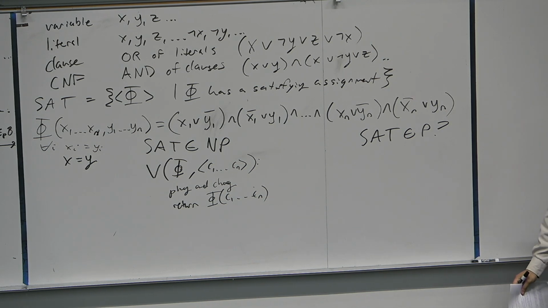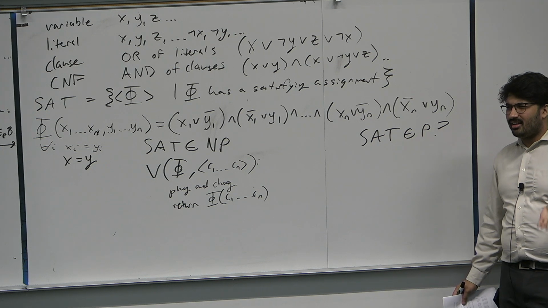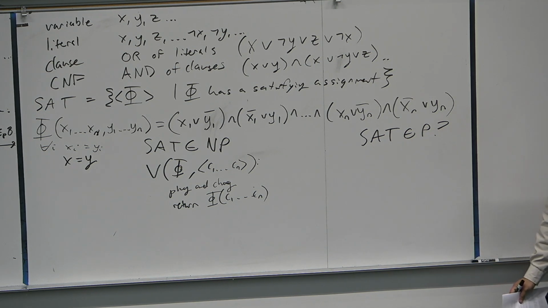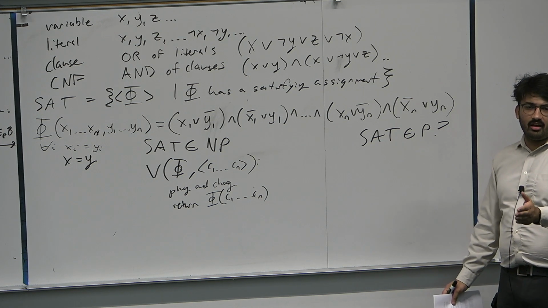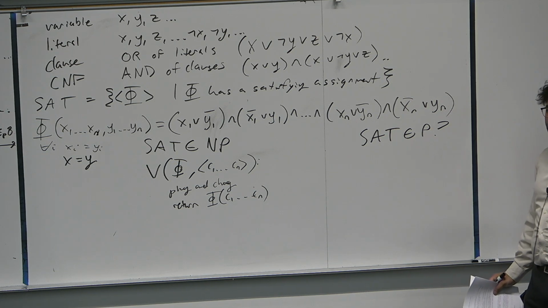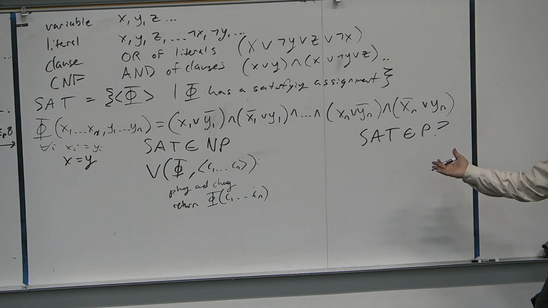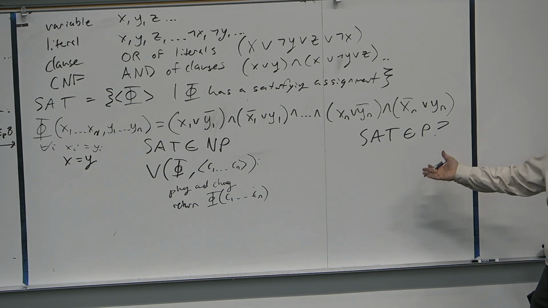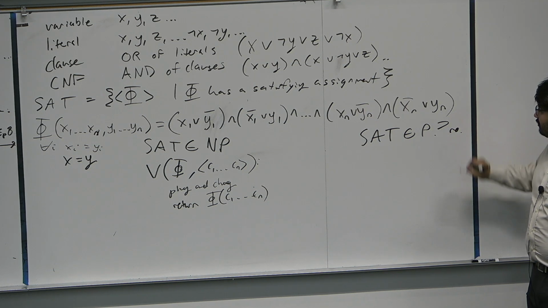For each variable, you have 2 to the n possibilities, right? Exactly. So the first solution is the naive one. There are 2 to the n assignments. Check all of them. And n here is the number of variables, so given n variables, there are 2 to the n possible assignments. So you plug and chug. You can't do it any faster than that, or at least we can assume you probably can't. So SAT is probably not in P, right?